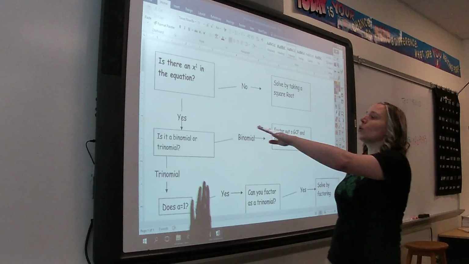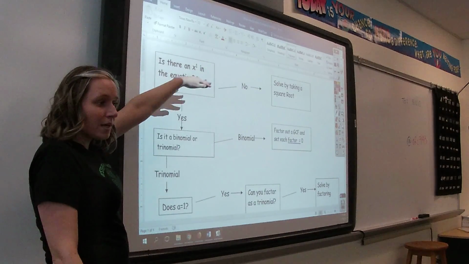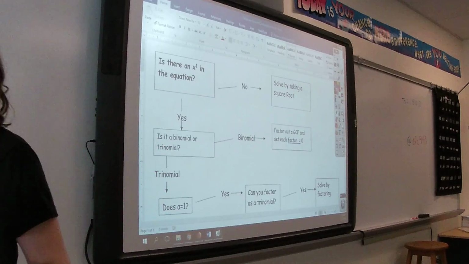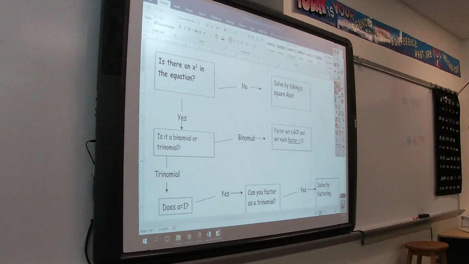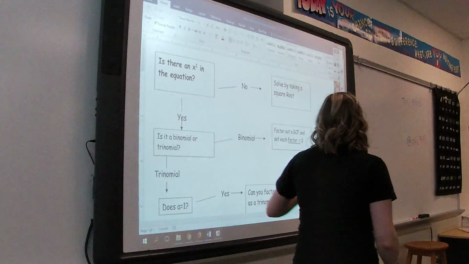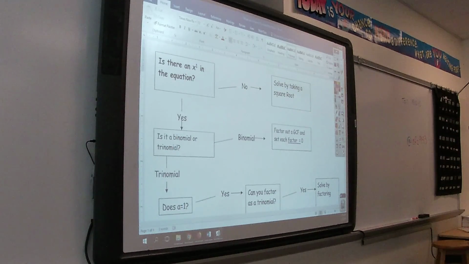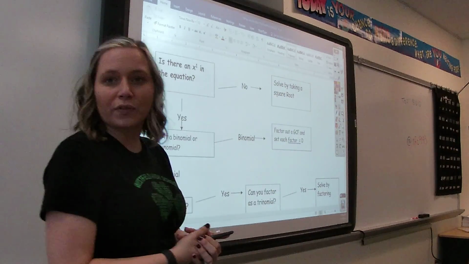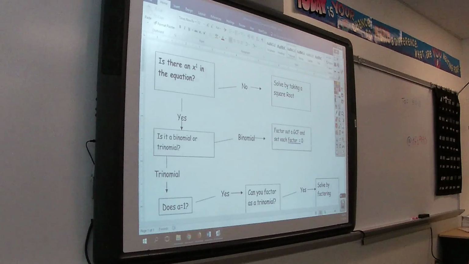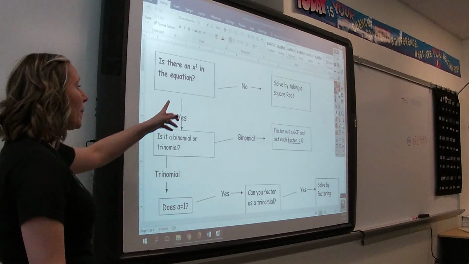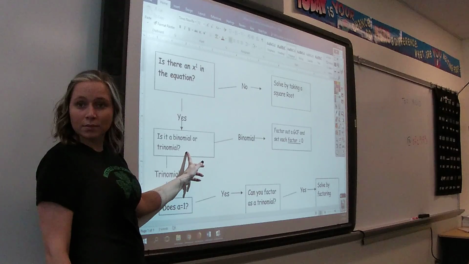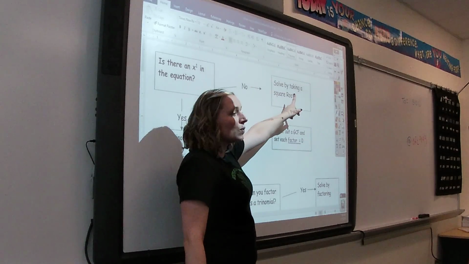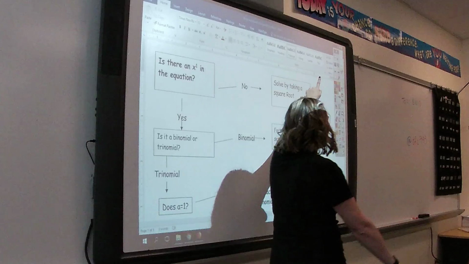This top left-hand corner box that's in bold is the place that you will start every single time. So if you are given a problem, the first thing you will do is look at the problem and ask yourself, is there an x to the first power in the equation? I'm using x to the first power loosely here because it could be a y to the first power or w to the first power or whatever. If we see an x to the first power, we'll say yes and follow this line. If we say no, we will follow this line.